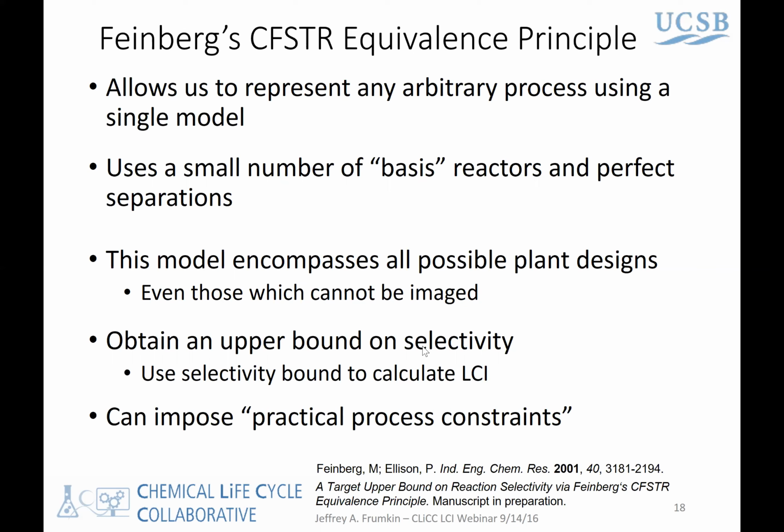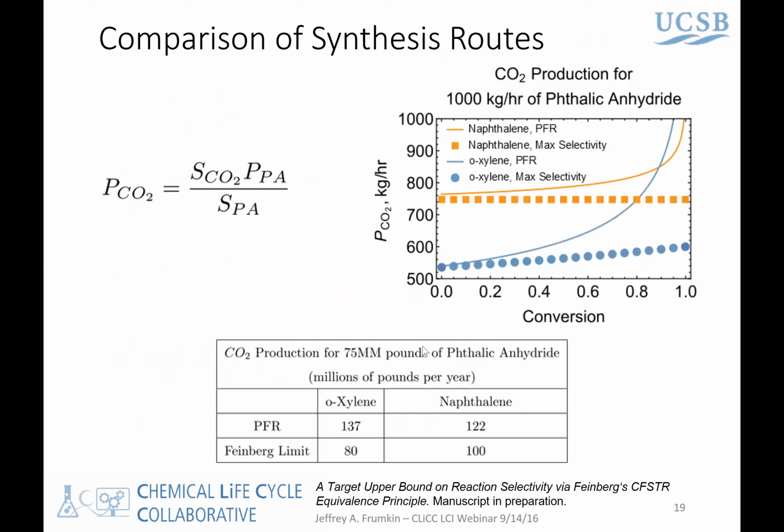Furthermore, a lot of the work I've been putting into this project involves imposing practical process constraints on this model. This is to prevent us from investigating a process that has unrealistically large flow rates, for example. So we want life cycle inventory data results, but we don't want anything unreasonable. We can achieve that with these practical process constraints.